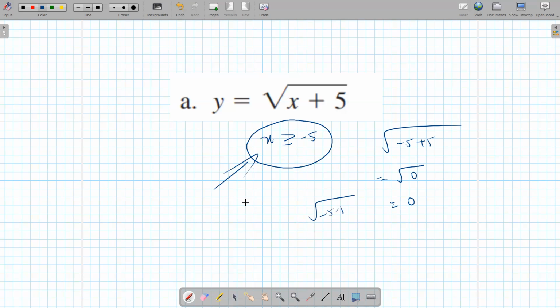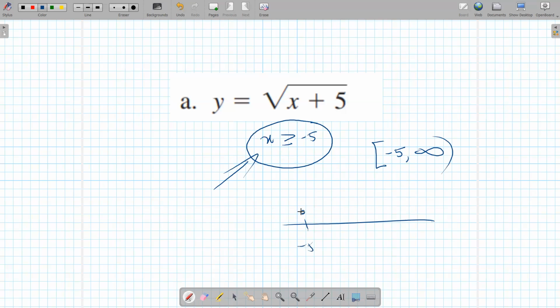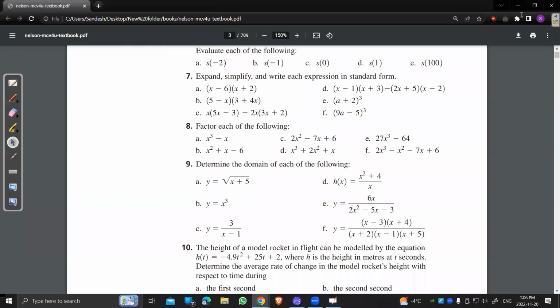x has to be greater than or equal to -5. If you want to use the interval notation, you do a square bracket for -5 because it's inclusive, and it can be anything from -5 to infinity. On a number line, it'll look like this. So that's for a square root function, right? It can't have a negative number.